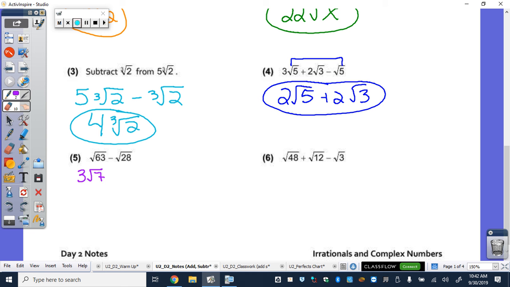What's our perfect square that goes into 28? 4. Square root of 4 is? 2. So that turns into 2 radical 7. Now can I subtract them? Yeah. So 3 minus 2 would give us 1 radical 7.